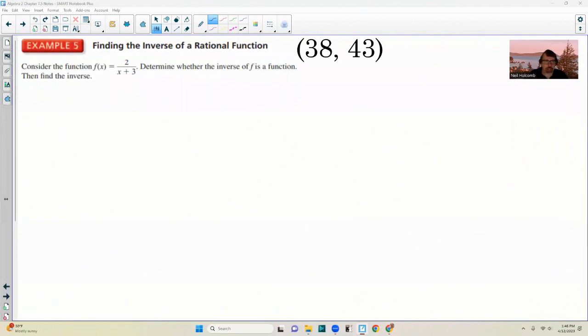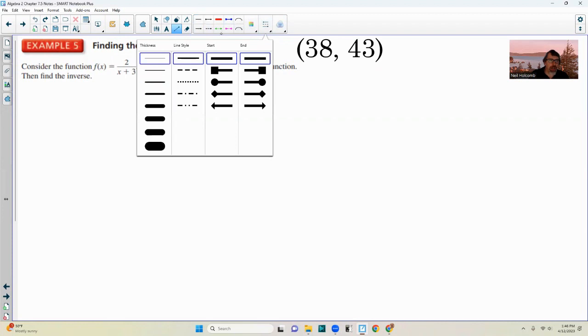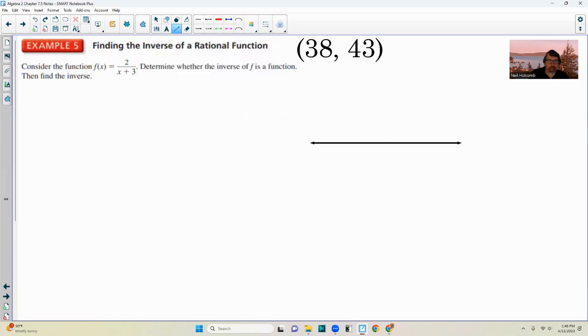All right, example 5 is finding the inverse of a rational function. So we have this function f of x equals 2 over x plus 3. We want to determine whether the inverse of f is a function and then find its inverse. So in order to do that, we want a graph. I'm going to do it manually just to show you how easy it is to graph manually. And so I want an x-axis and I want a y-axis. There we go. So then I do this, y, x.